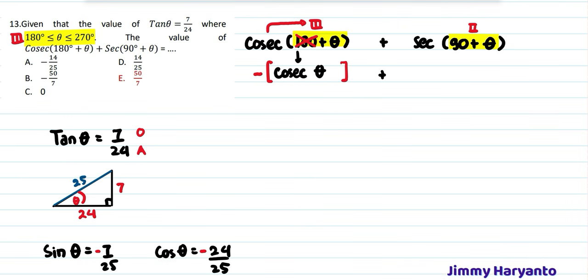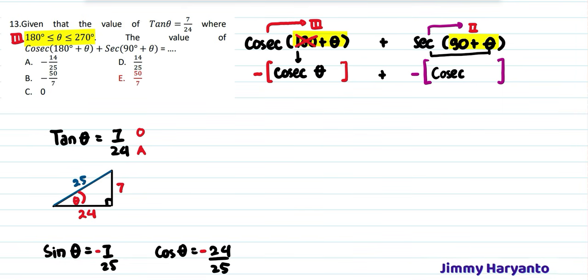Plus for this one, secant. Secant in the second quadrant will be negative because secant is cos actually. In the second quadrant, cos will be negative, so you put the negative first, and then you open brackets. Then the value of this one will be, because we are using 90 degrees, the secant will become cosecant, guys. Cosecant, and then the 90 degrees will be gone. It will become cosecant theta.